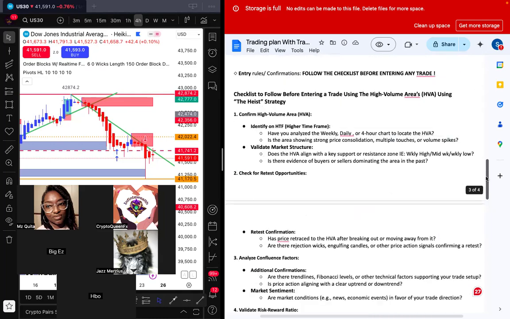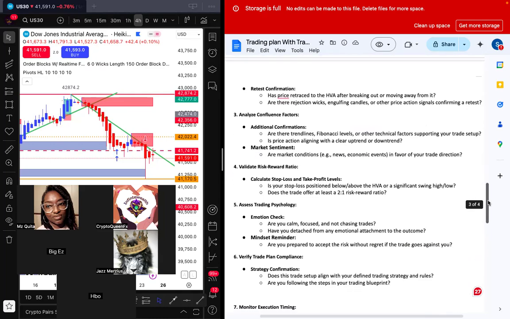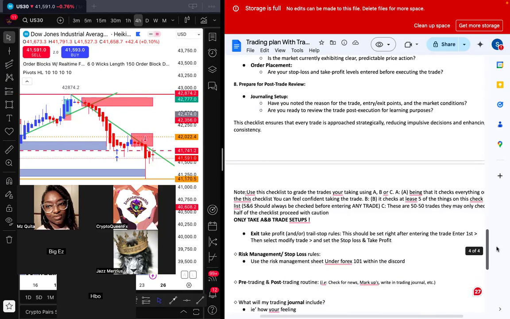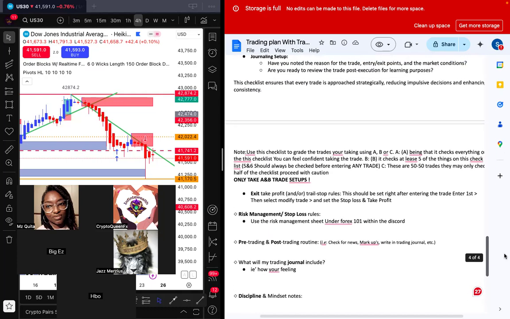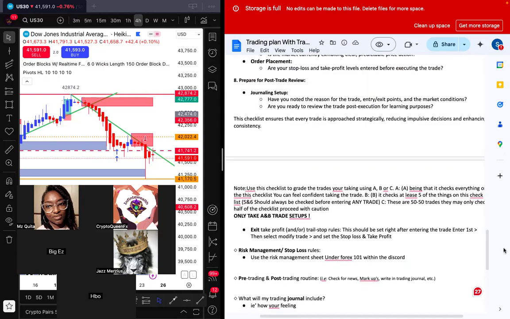A B setup would be it checking at least 5 of these things on this list. An A setup where everything on this thing checks out, I can go in and I can comfortably take this trade and feel good going in.